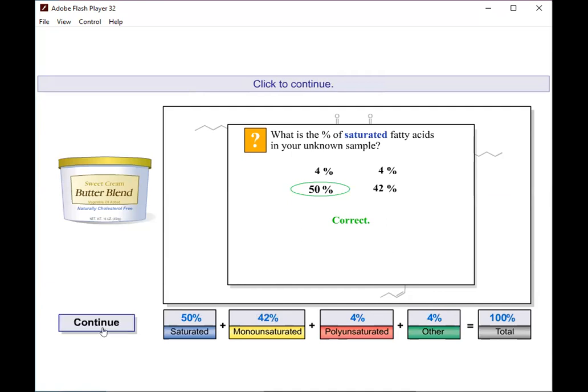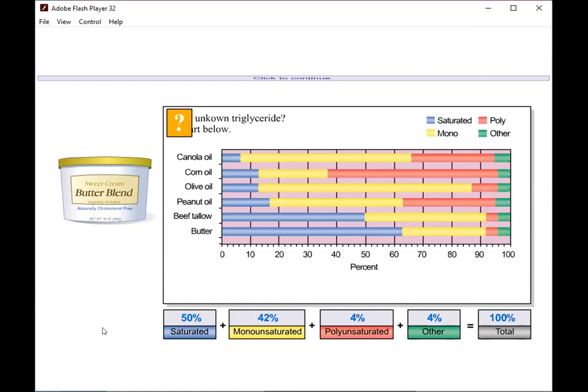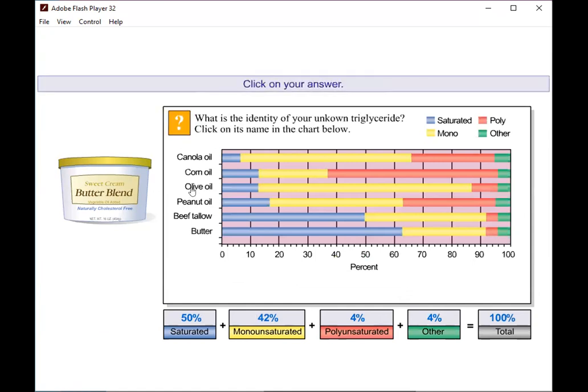So with those percentages, we can actually use this to identify what this butter blend is. So what is the unknown triglyceride? It has to match this percentage of 50% saturated fat, 42% monounsaturated, 4% polyunsaturated, and 4% other.